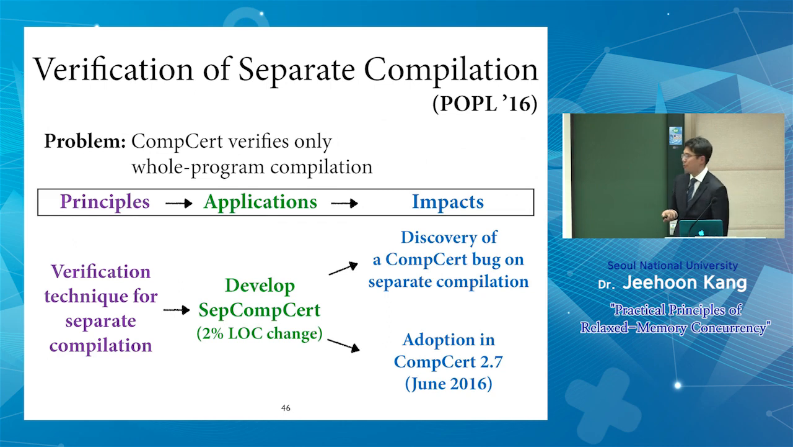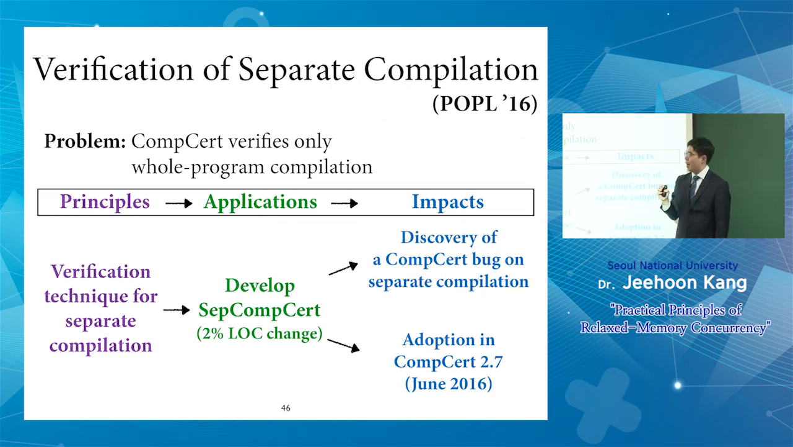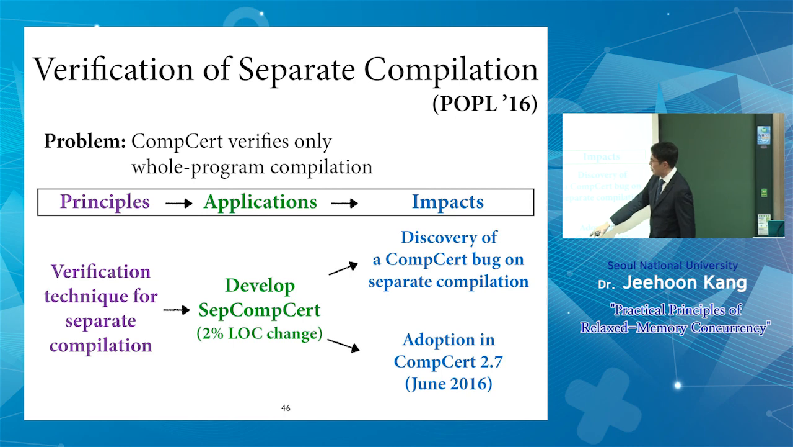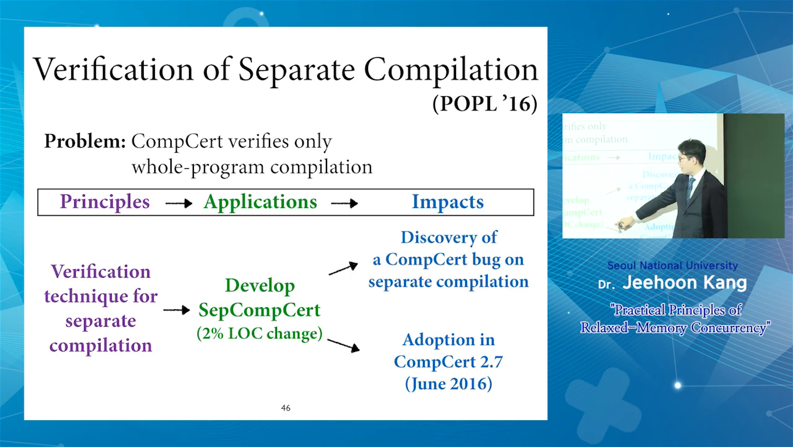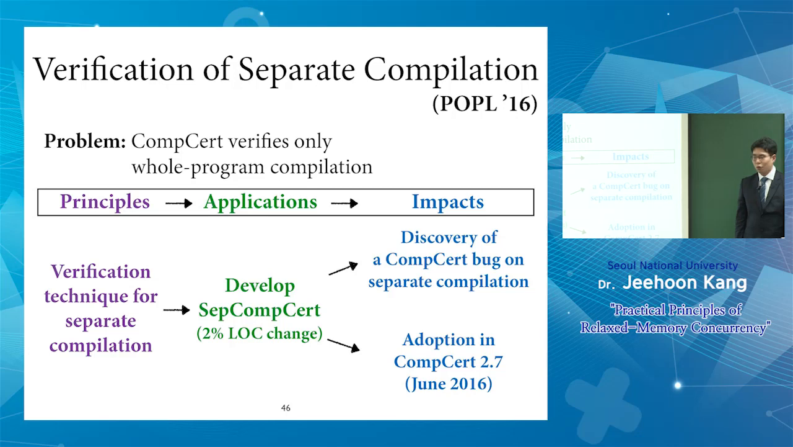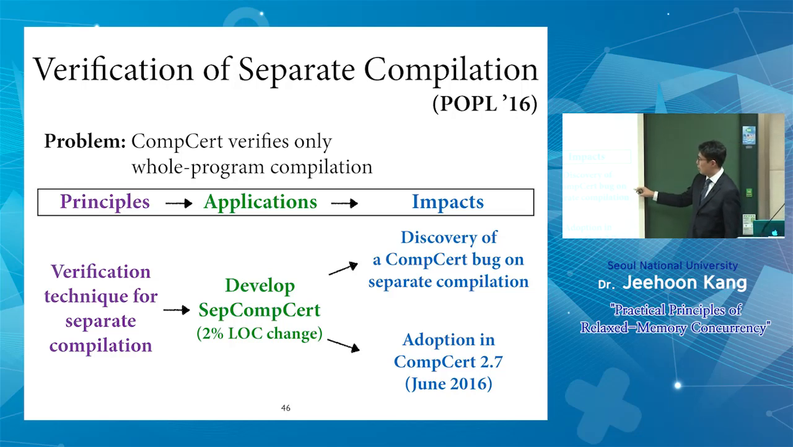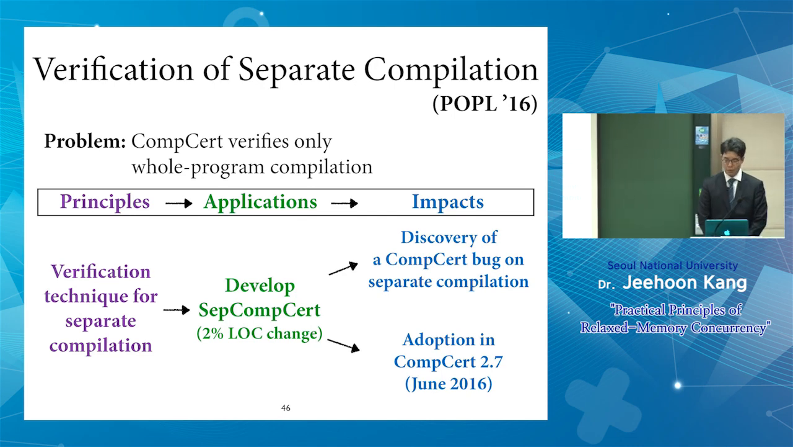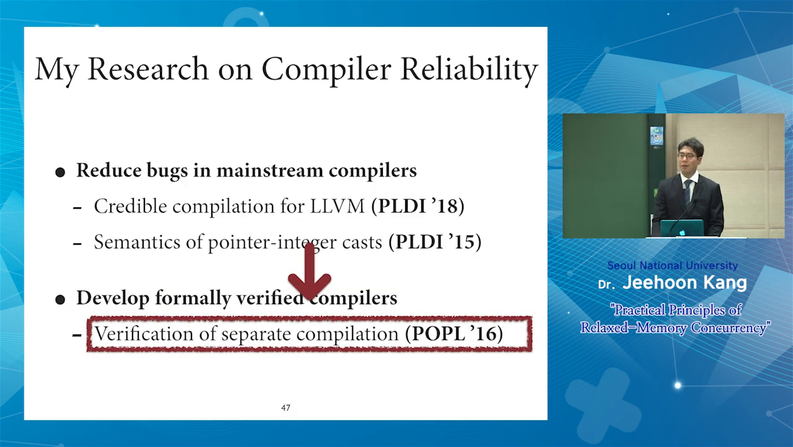Now, to summarize our contribution, the problem we see is that ComStart is not verified for separate compilation. So we developed a lightweight verification technique for separate compilation. As you can see, it is just porting the existing proof into separate compilation. We changed only 2% of lines of code, and we get the SEP ComStart. In the course of doing so, we discovered a ComStart bug on separate compilation. Furthermore, our development idea is adopted in the next version of ComStart. Okay, do you have any questions so far?